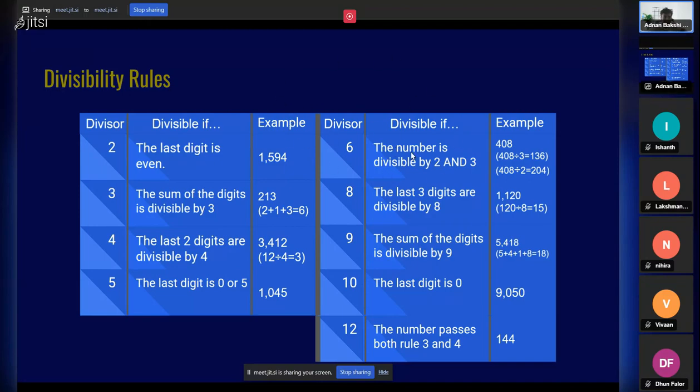Now for 7, there's no set method to find if a number is divisible by 7. So we're just going to skip number 7.